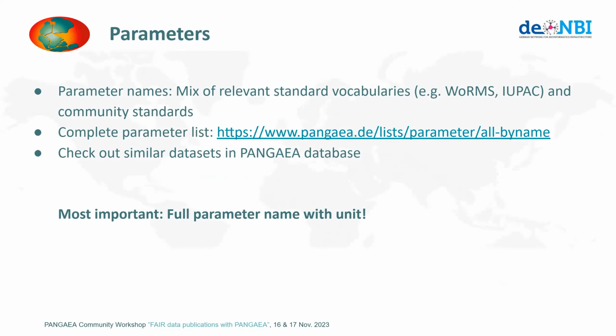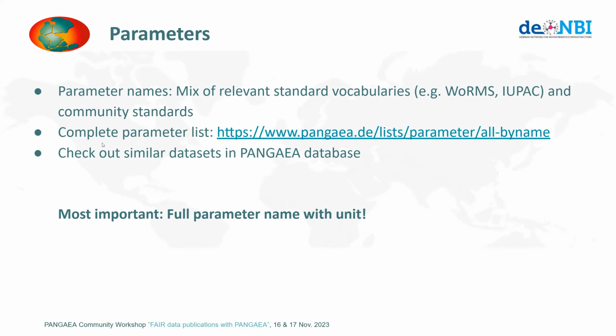Regarding parameters, our users always wonder how that works. We have quite a wide range of different data sets, and this is why we use a mix of relevant standard vocabularies. For example, for species names, it would be the World Register of Marine Species, and community standards. And the data curator will actually help you to find the right parameter in our system if you're not sure.